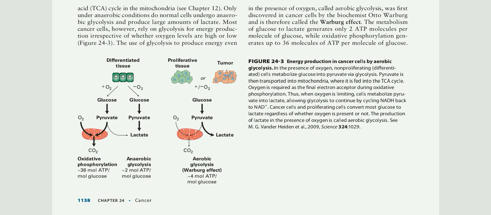Energy production in cancer cells by aerobic glycolysis: in the presence of oxygen, non-proliferating or differentiated cells metabolize glucose into pyruvate via glycolysis. Pyruvate is then transported into mitochondria where it is fed into the TCA cycle. Oxygen is required as a final electron acceptor during oxidative phosphorylation. Thus, when oxygen is limiting, cells metabolize pyruvate into lactate, allowing glycolysis to continue by cycling NADH back to NAD+. Cancer cells and proliferative cells convert most glucose to lactate regardless of whether oxygen is present or not. The production of lactate in the presence of oxygen is called aerobic glycolysis.